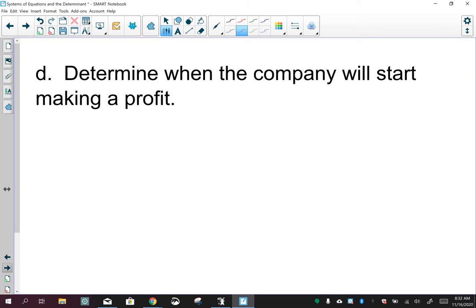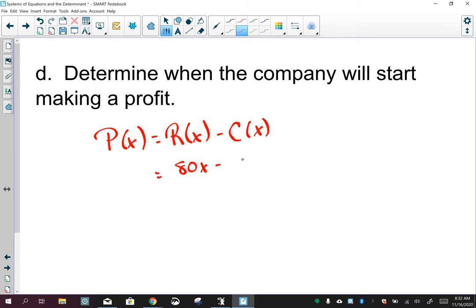Determine when the company will start making a profit. So if you remember what I told you, your profit is your revenue minus your cost. And so that means my revenue is 80x, and then my cost is 300,000 plus 30x. I'm sorry, not minus, plus. So that winds up with 50x minus 300,000.